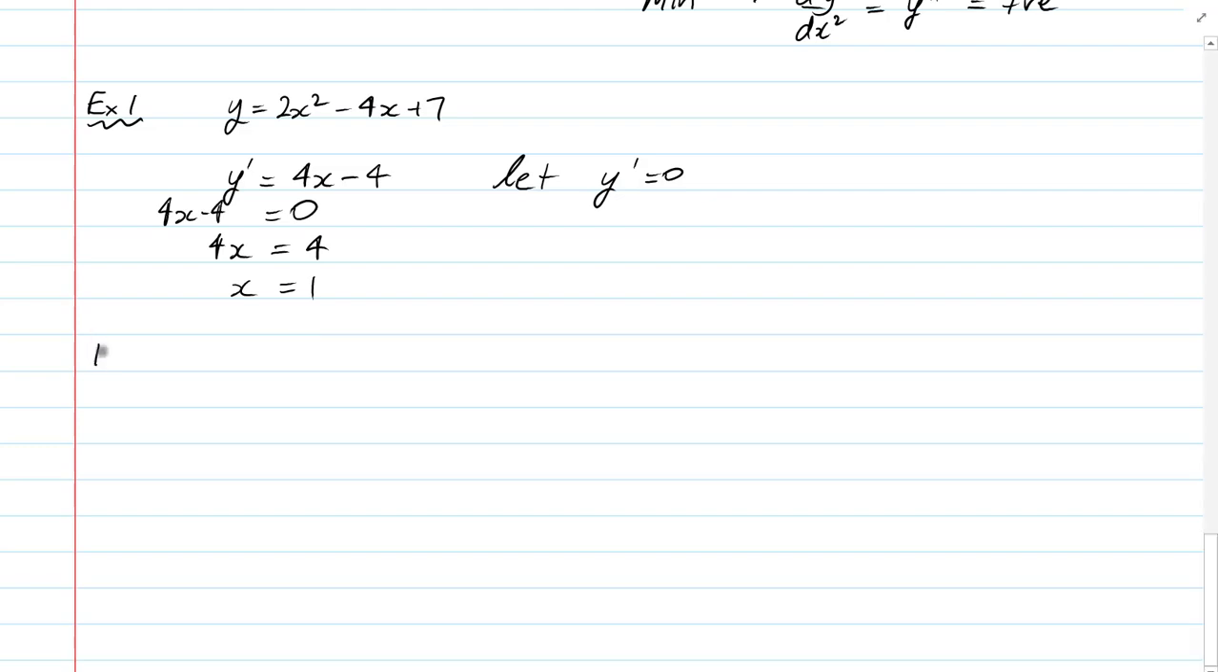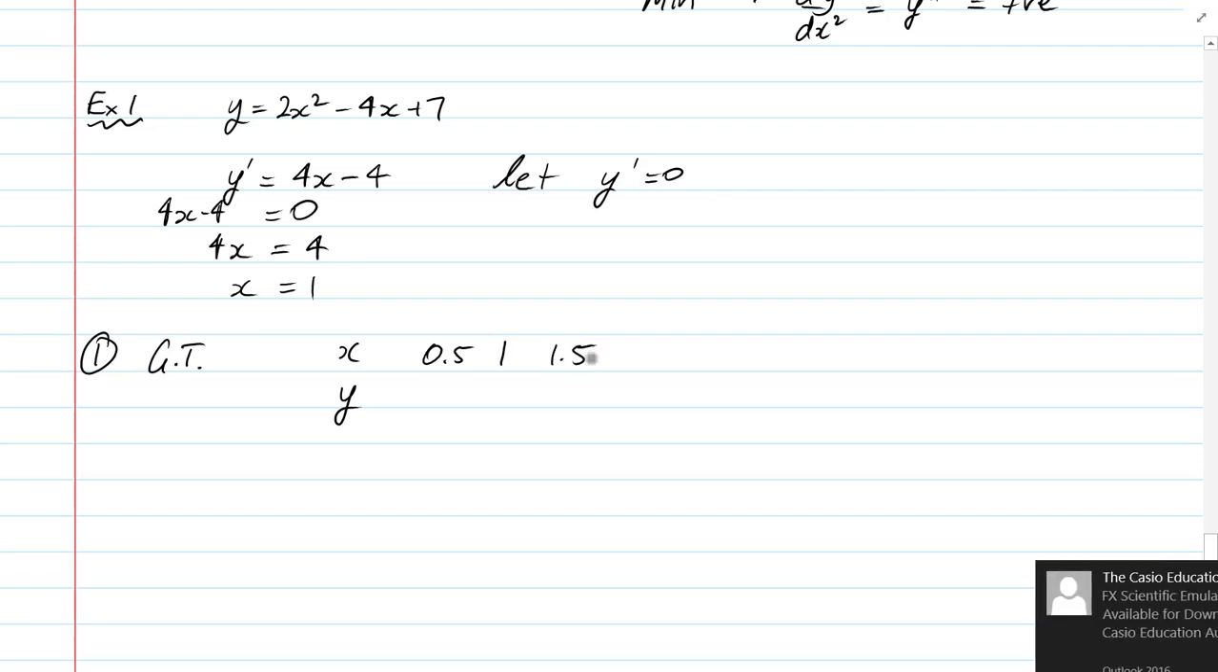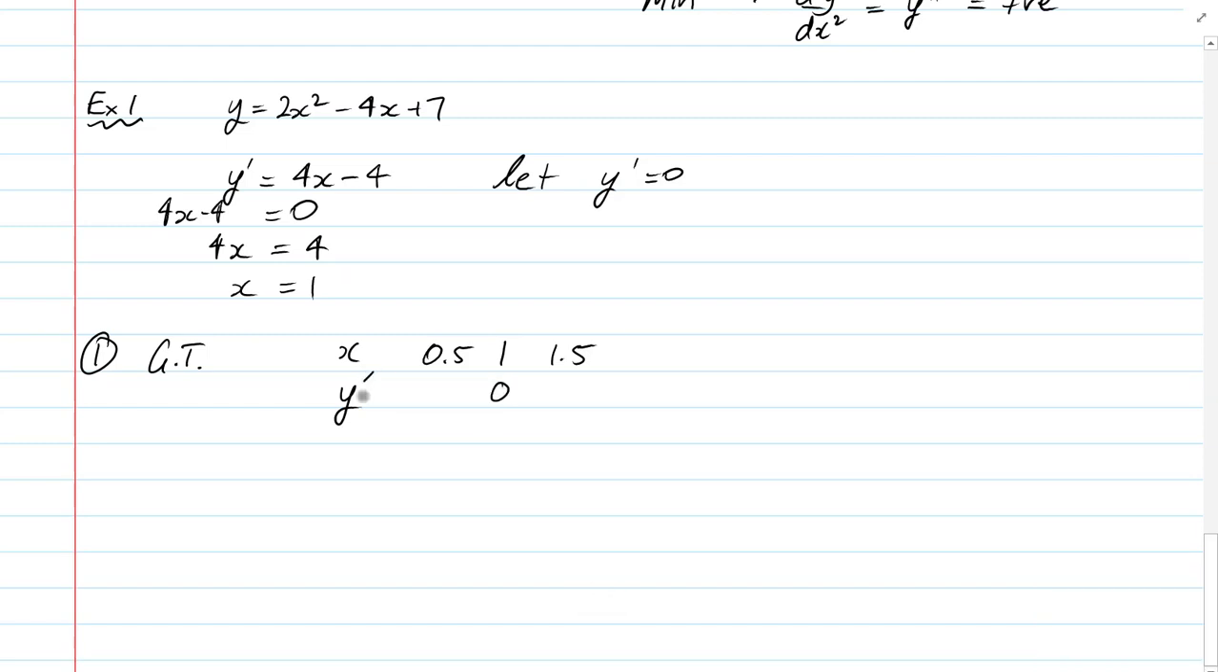Now test number one would be the gradient table, GT, and my gradient table test will start at x equals 1, and we'll use x equals 0.5 and x equals 1.5. Now at x equals 1, I know that I've got a gradient of 0, so that should be y dash. At x equals 0.5, remembering that y dash is equal to 4x minus 4, that gives me negative 2, and at x equals 1.5, that gives me 2. So I have a negative gradient, 0 gradient, positive gradient, and therefore I have a minimum function.